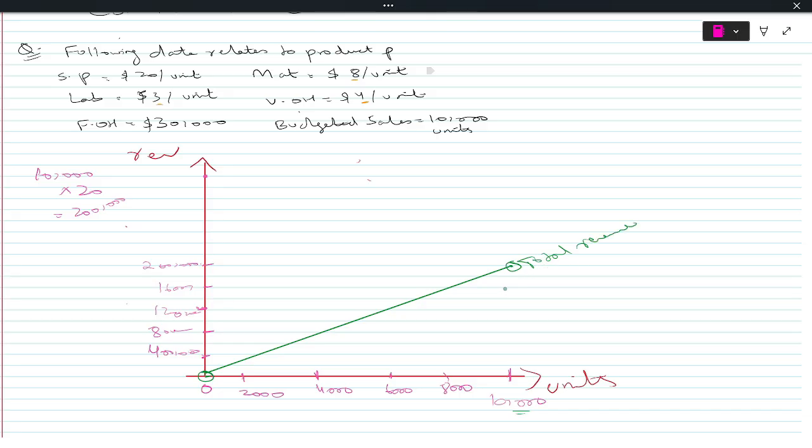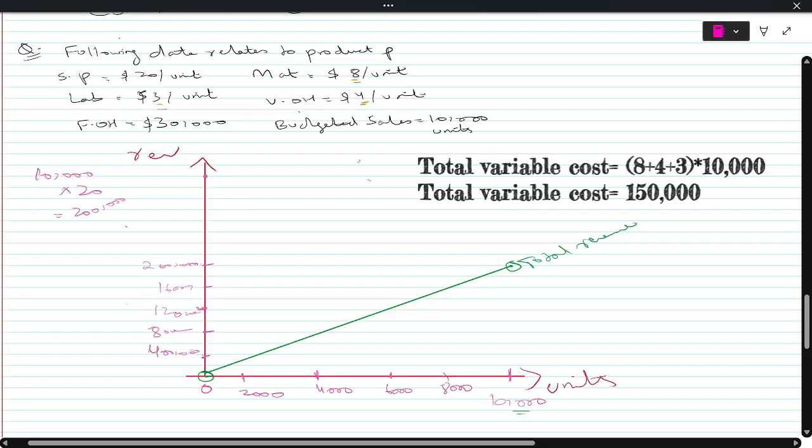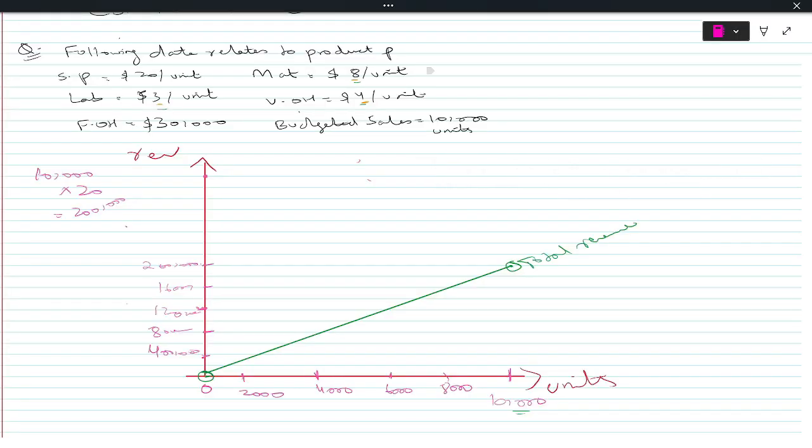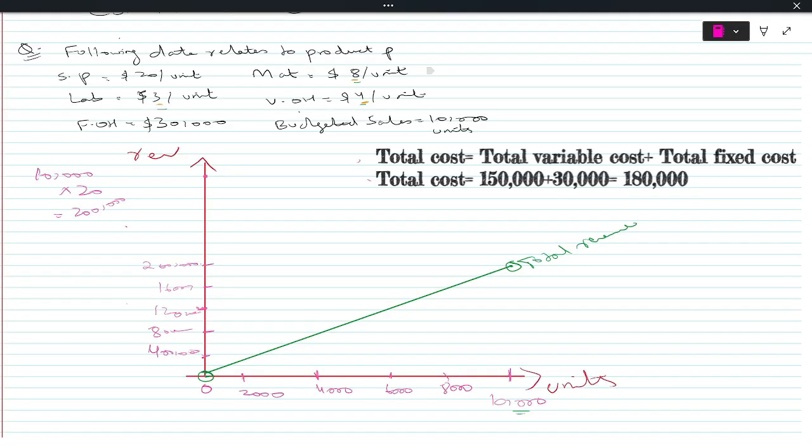Now after that we have the total cost. So total cost, you guys remember, just like in the break-even, it's going to be the same: material, variable overhead, and labor cost, right? So total means variable plus fixed, and fixed is how much?